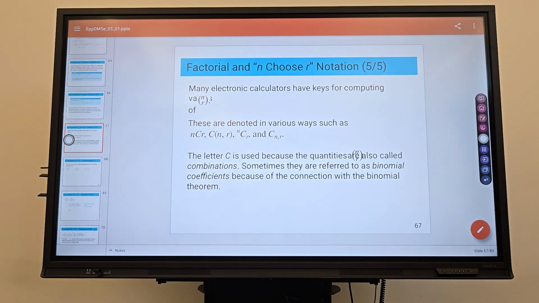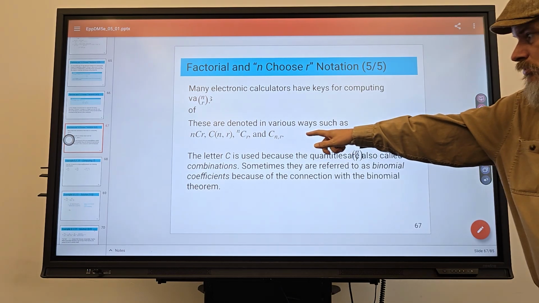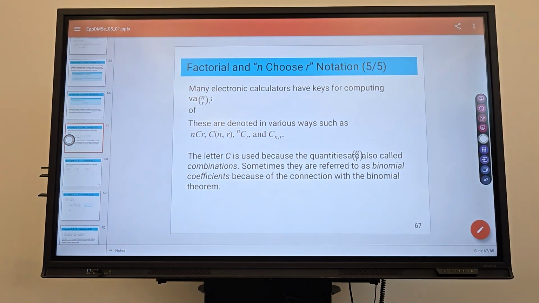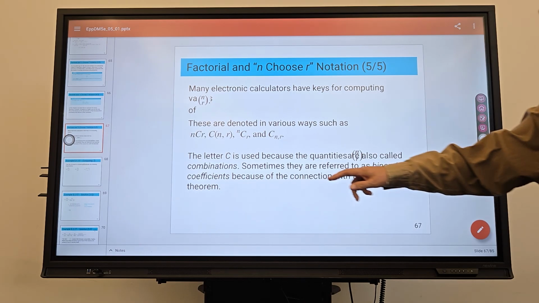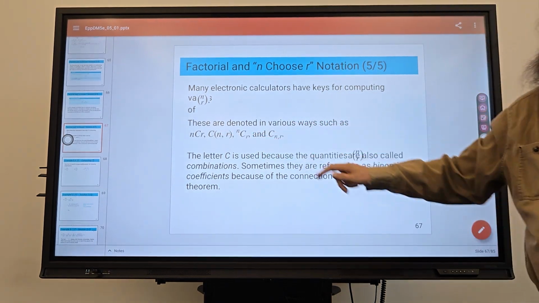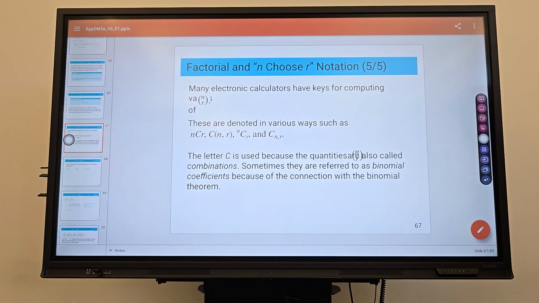Many calculators have keys for computing n choose r. You may have seen these buttons on a calculator or a scientific calculator. Do you have these on your calculator? No, the n choose r. Yes. Yeah, it's pretty common.